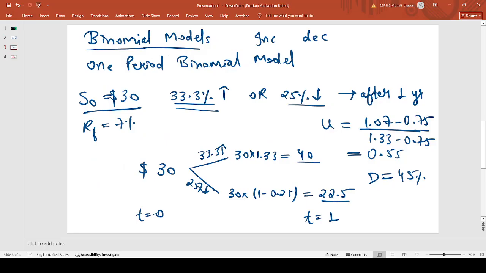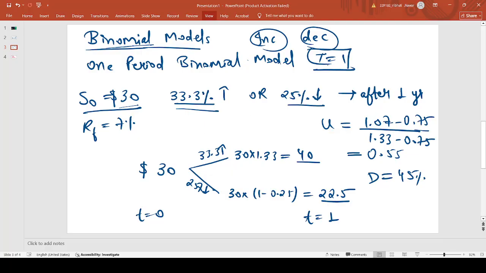Binomial models. So why binomial? Binomial means there are two options. Either the stock price can increase or the stock price can decrease. Based on this, the binomial model is built. So let us understand the one period binomial model, which means we are taking only one period from now. Let's say t is equal to 1. At t equal to 1 it will expire.